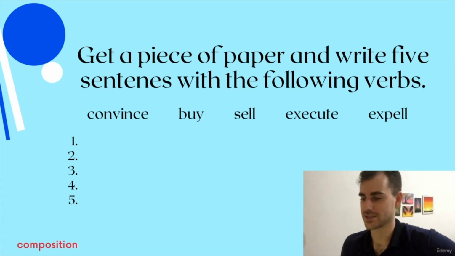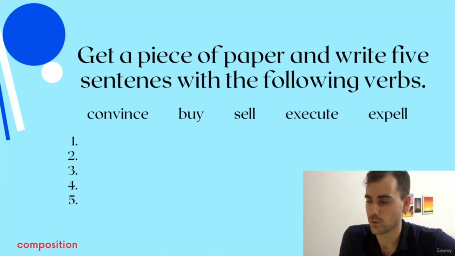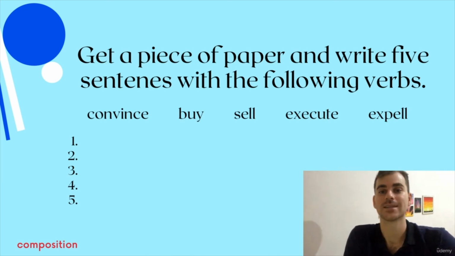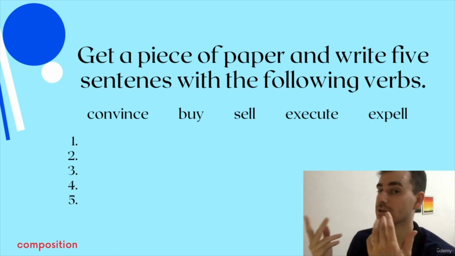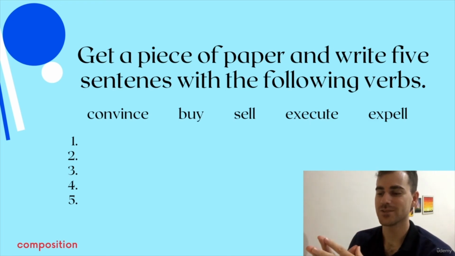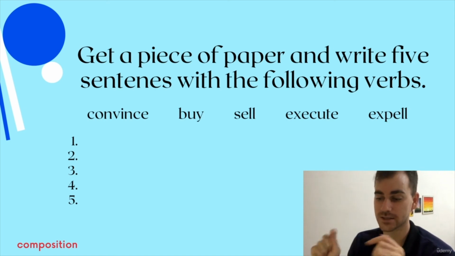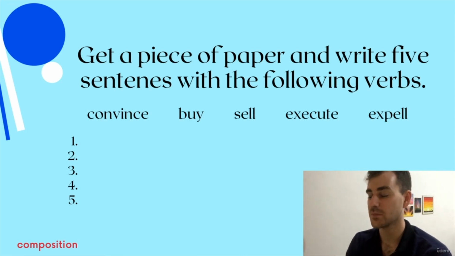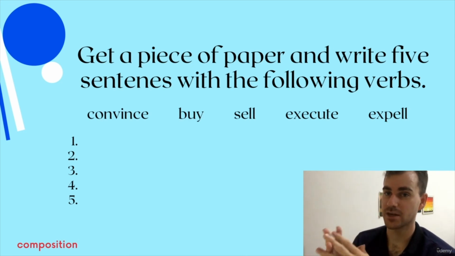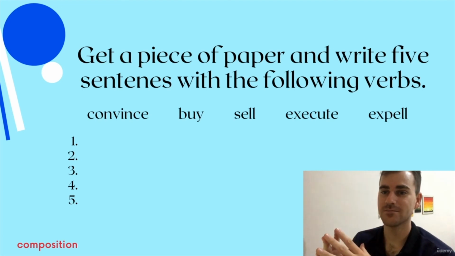The final exercise is composition. Get a piece of paper and write 5 sentences with the following verbs in the future perfect tense. If you are not interested in writing, please just pause the video and speak out loud, making your own sentences. And that's all for today. I hope that you do this composition exercise using the verbs convince, buy, sell, execute, and expel. So there's a couple of unusual verbs here which you should experiment with. But other than that, great job if you made it this far. Good luck studying.